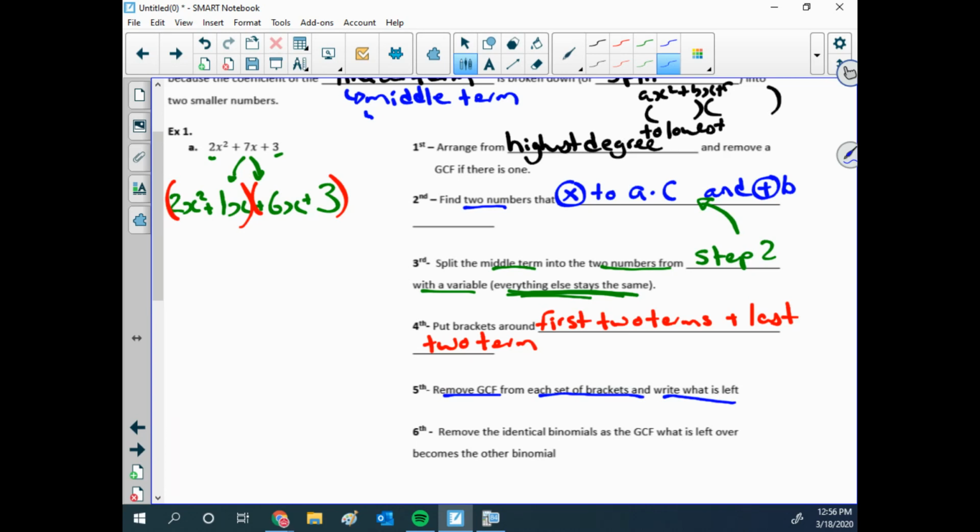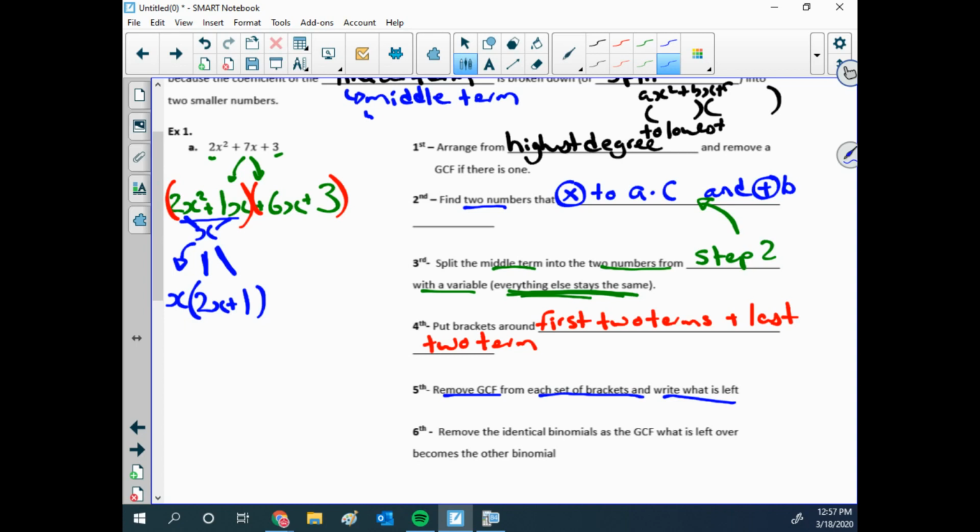So I'll look at the first set of brackets and say, well, between 2x squared and x, what's the greatest common factor? Well, the greatest common factor is x. Now, if I'm going to write that and say what's left, I'm really doing exactly what we did in the previous lesson by factoring with the greatest common factor. So I write my greatest common factor of x in the front, and then I write what's left after I've divided an x out from each term. So 2x squared divided by x is 2x, and 1x divided by x is just a plus 1.